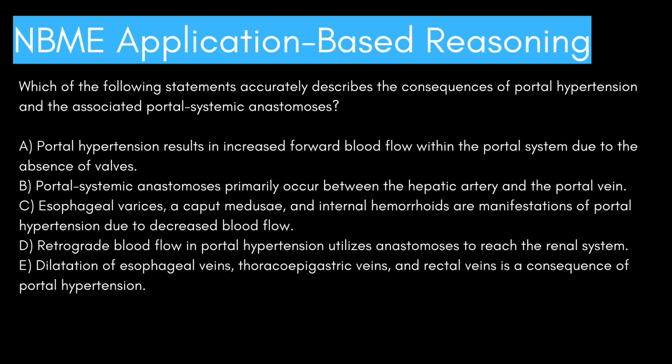Which of the following statements accurately describes the consequences of portal hypertension and the associated portal systemic anastomoses? A. Portal hypertension results in increased forward blood flow within the portal system due to the absence of valves. B. Portal systemic anastomoses primarily occur between the hepatic artery and the portal vein. C. Esophageal varices, a caput medusae, and internal hemorrhoids are manifestations of portal hypertension due to decreased blood flow. D. Retrograde blood flow in portal hypertension utilizes anastomoses to reach the renal system. E. Dilatation of esophageal veins, thoracoepigastric veins, and rectal veins is a consequence of portal hypertension.